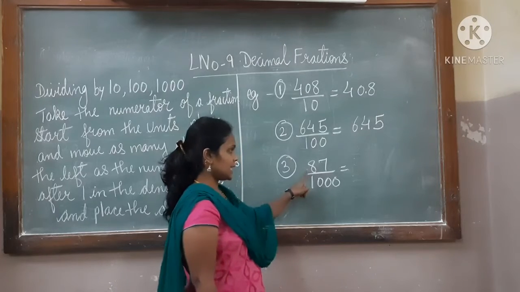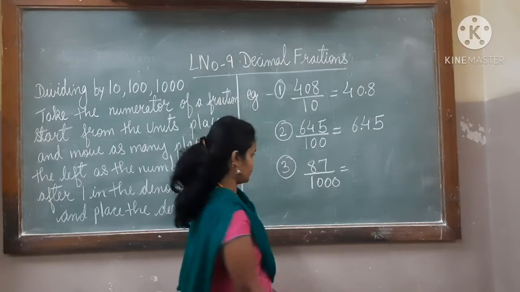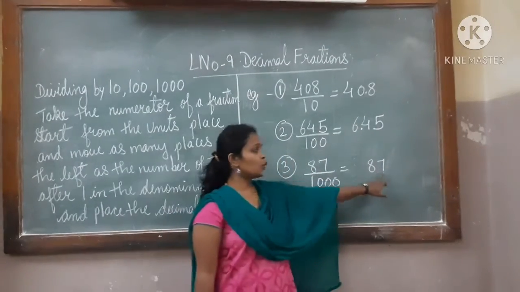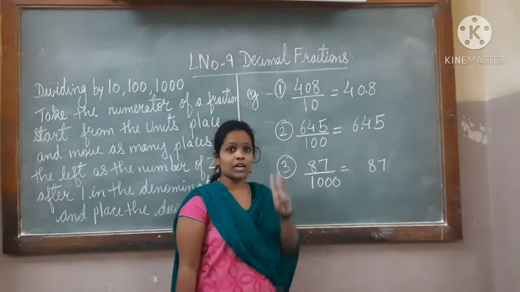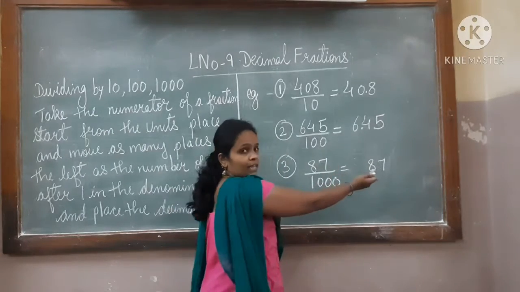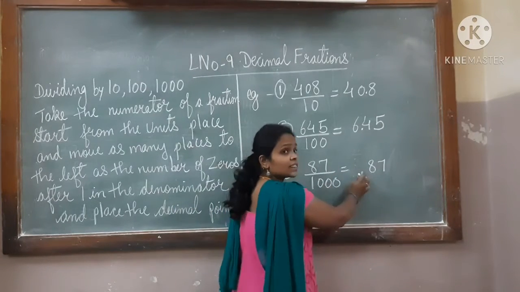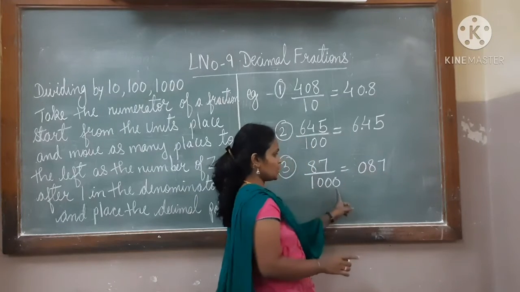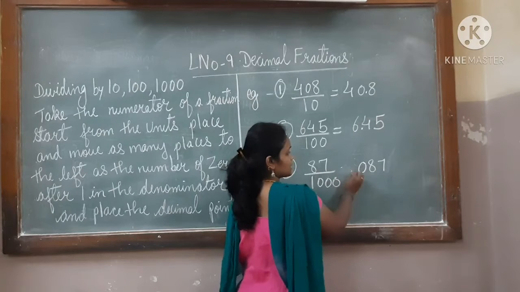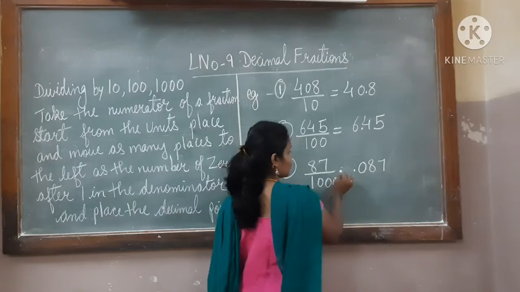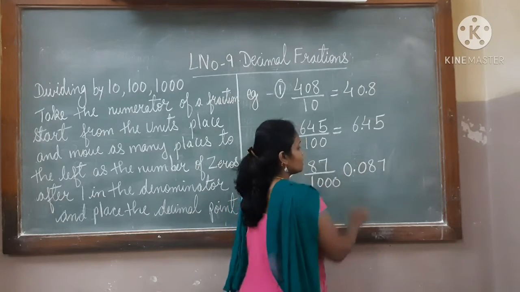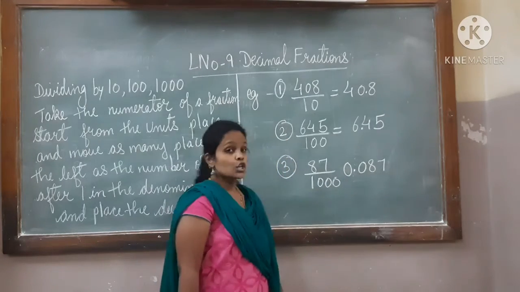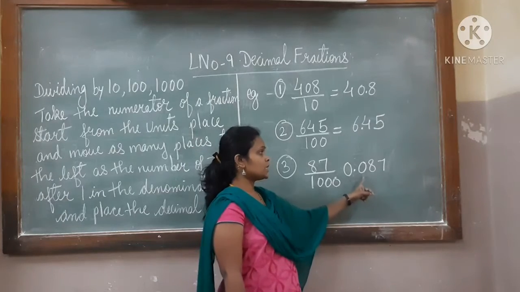3 zeros. That is 87 divided by 1000. Now how are you going to write this? You must be thinking that there are only 2 digits and you have to put the decimal point after 3 numbers. Starting from the unit place, you can see here it is 7, here is 8, here is nothing. So here you are going to add 0. That means the decimal point you can put after 3 numbers. So you put your decimal point and you add your 0. Why? Because after the decimal point you cannot keep it like that. So you have to put your 0. So what is our answer? 0.087.